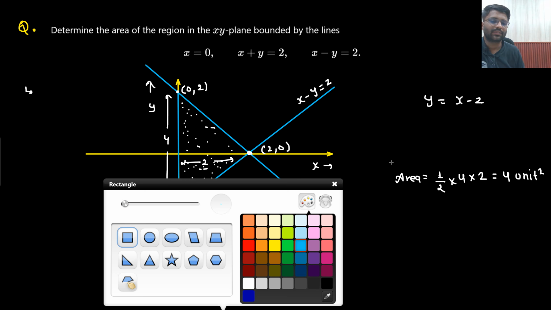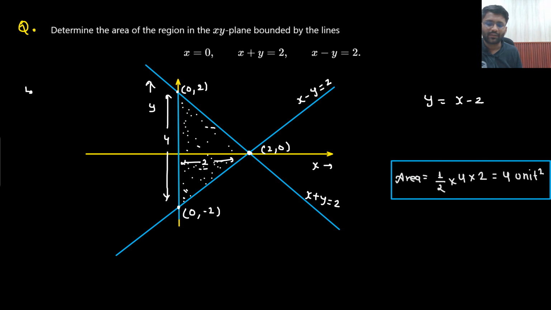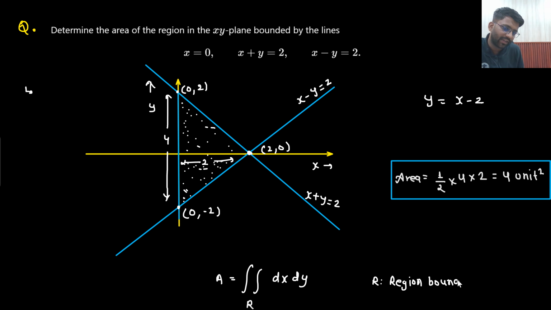But this is what we are not supposed to do. What we are supposed to do is find out the area as the double integral of dx dy over R. What is R? R is the region bounded in the xy plane. So this is the notation. In the examination, this notation might be used.